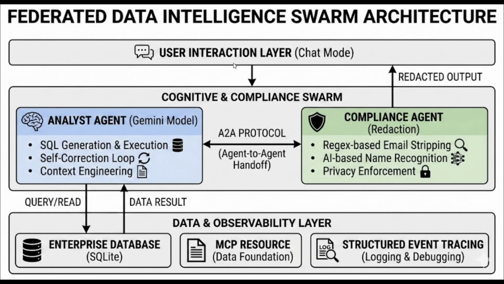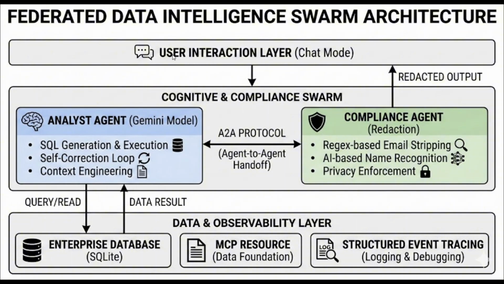So this is the interaction layer. Here, the user puts a question in natural language and gets the response. This is the cognitive and compliance form. Here the agents talk to each other, go to the database and so on. And this is the data and observability layer. So there is the database, the MCP resource that connects the agents to the database, and a log file for event tracing and to see how things are going for debugging purposes.